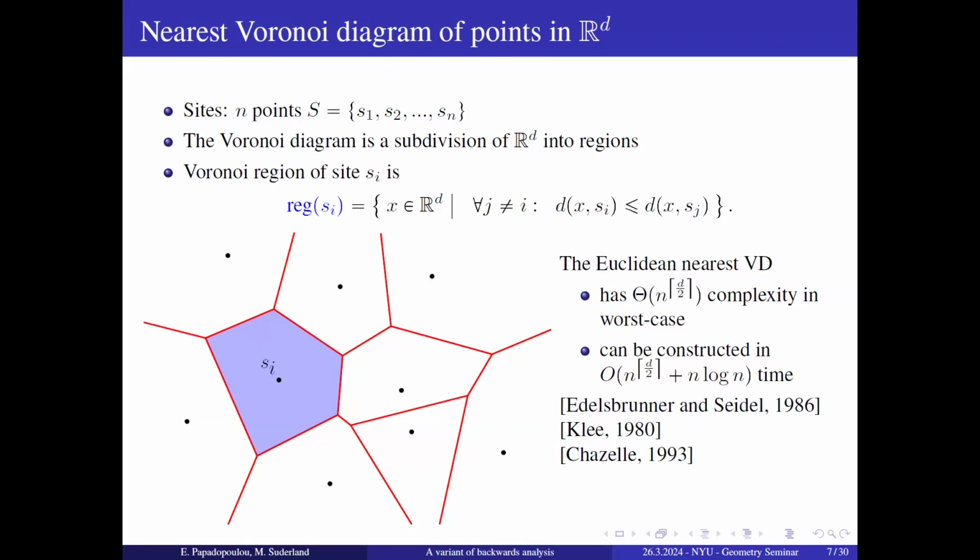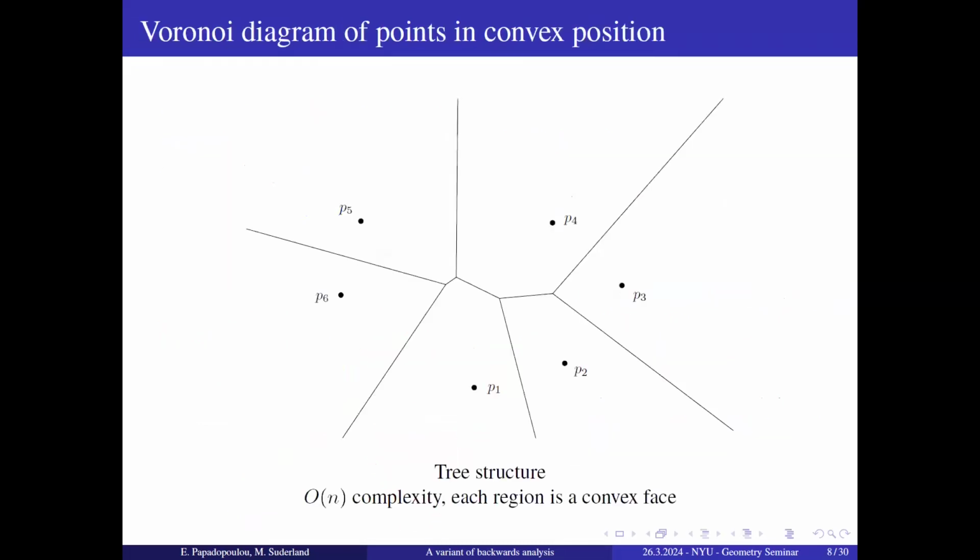Now, if the points are not in arbitrary general position, but have a special position, like when they are in convex position, then we can actually do better, and that is what Chu's algorithm is doing. It takes advantage of the simple structure, and also we know the order of the points along the convex polygon. I have an example of such a Voronoi diagram of points in convex position. We can see that it is a tree structure. As in the general case, it has linear complexity and all the regions are convex.